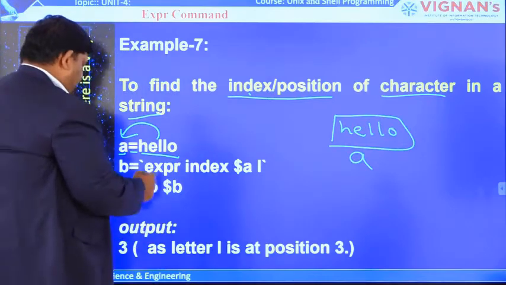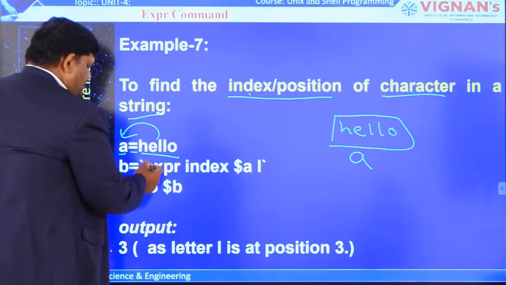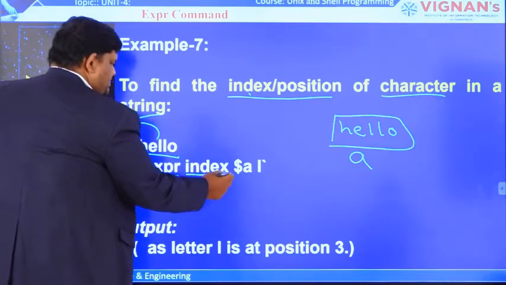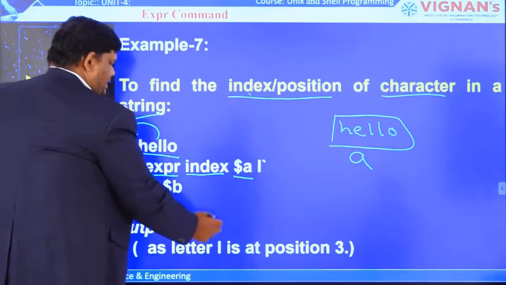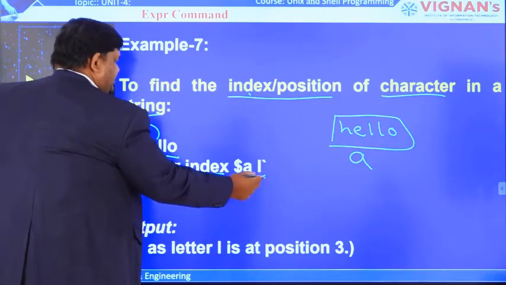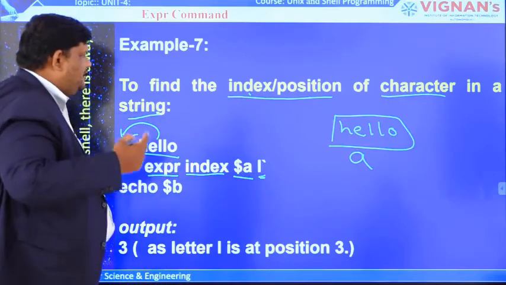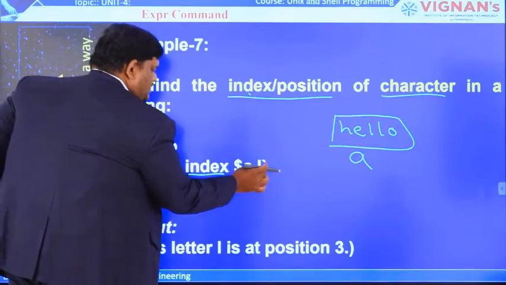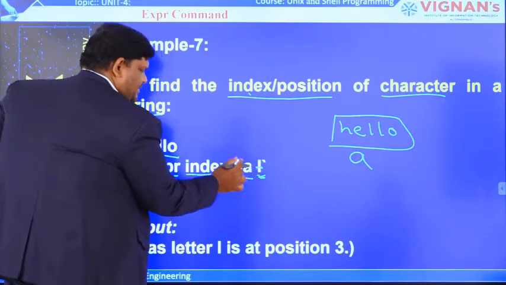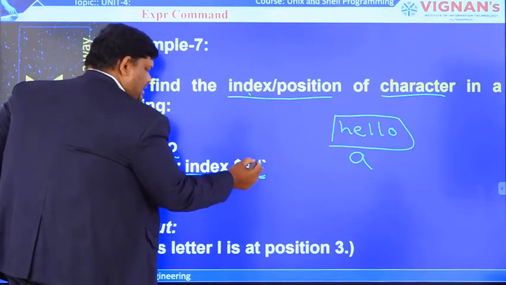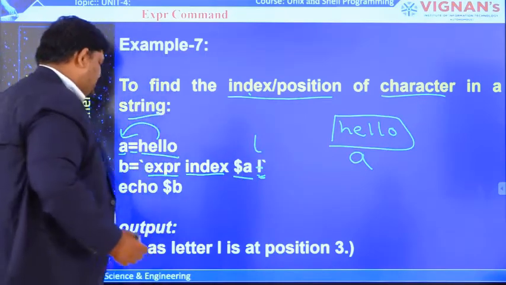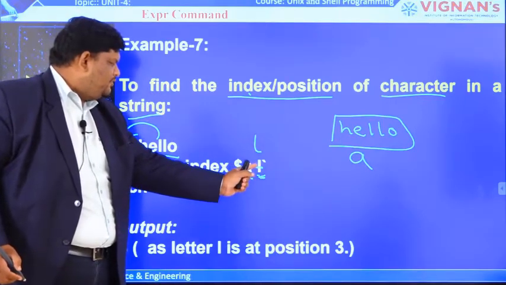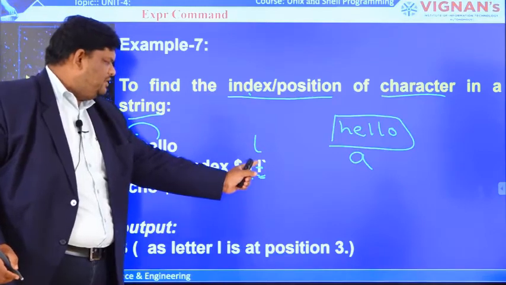HELLO. Now B is equal to, within backquotes we are writing EXPR space index space variable name, that means $A, and here we are giving the character. That means the character whose position we are going to find, that character we have to specify here. It will find the location of this character in that string. For that purpose we are giving the character L here. So the syntax is index, string, and the character whose location we want to find.